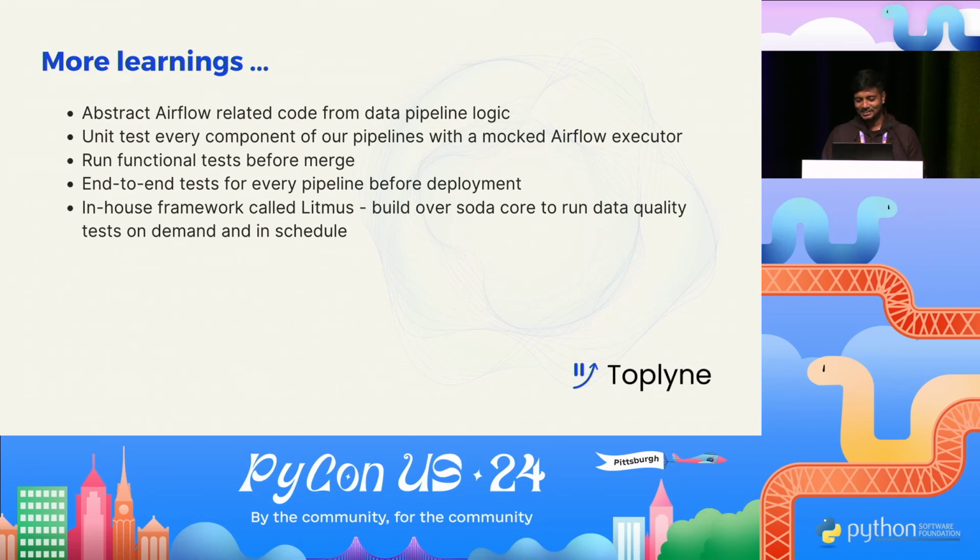And for data quality checks, we have something called Litmus. It's an in-house framework built over Soda Core and Great Expectations, and we use it to run data quality tests on demand on our pipelines. Once they have completed a check, they trigger this, and it runs asynchronously. If something goes wrong, we get an alert that something is broken. And we can configure it to run on a schedule, like checking whether data has arrived today or not, and all those things. So that's all what we do.